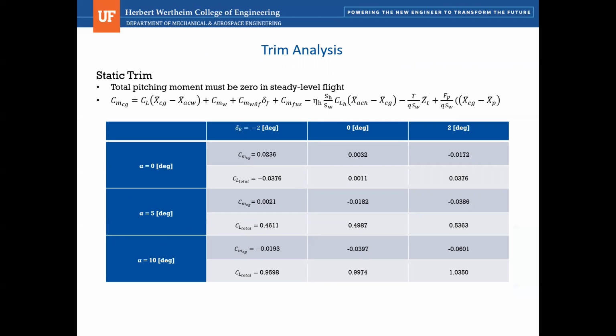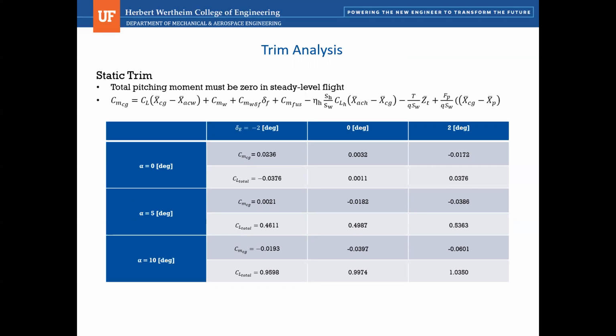For our trim analysis, we decided to do static trim, and we needed our total pitching moment to be 0 in steady level flight at an angle of attack of 0 degrees and a flap deflection of 0 degrees. And the equation below is how we calculated the coefficient with respect to the center of gravity. In this table, you can see at 0 degrees flap deflection and 0 degrees angle of attack, we get approximately a 0 total pitching moment at 0.0032.